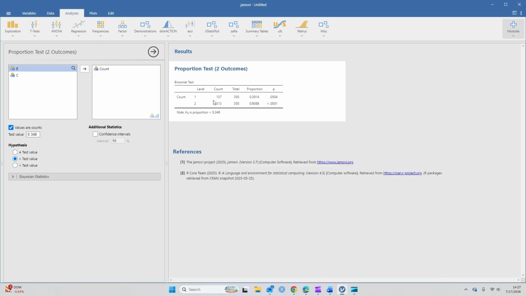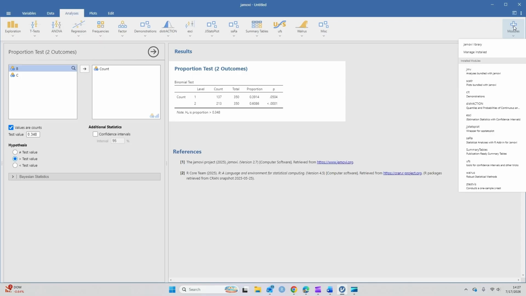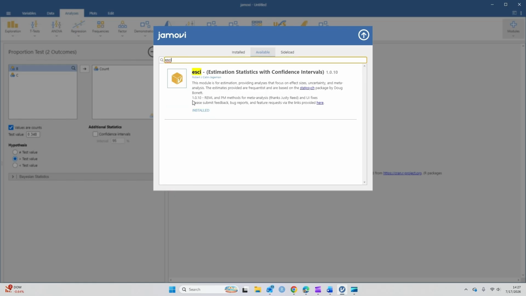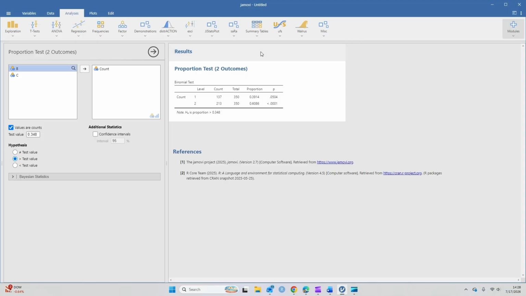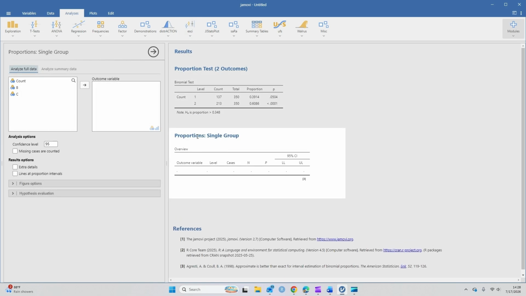Now, there is a beautiful way of doing it in the ESCI module. So in Jamovi, if you go over to the little plus modules and you select the Jamovi library, if you search for the ESCI, you can install it, which I have. And this is the estimation statistics with confidence intervals module. And it's super nice. And so if I go ahead and click on this, I want to go down to proportions, a single group.